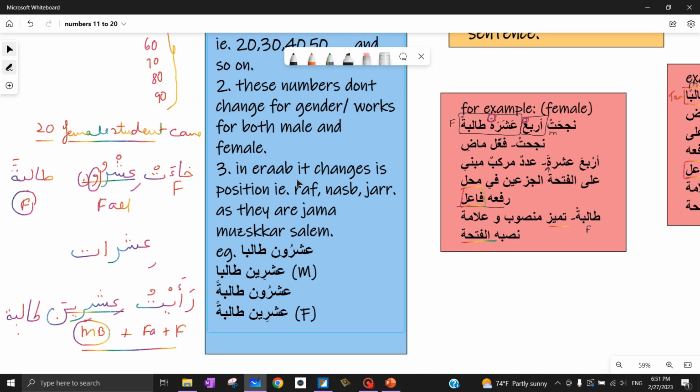And in Arab it changes its position from raf, nasb, jar as they are in Jama Muzakkar Salim, like Ishruna Taliban in male, Ishrina Taliban in this will be in Mansub and Majroor case. I'm just writing it in short, and this in Mansub and Majroor. Both of them for male and female, both cases. These are for male and these are for female. So this is the only point for the number 20.